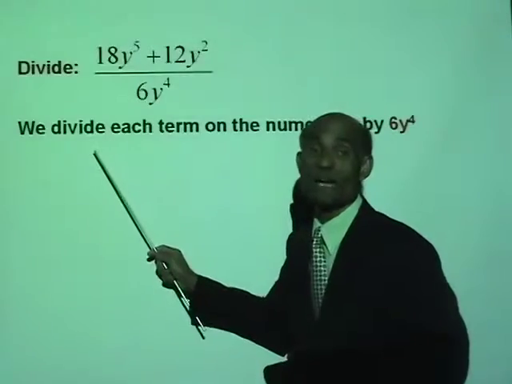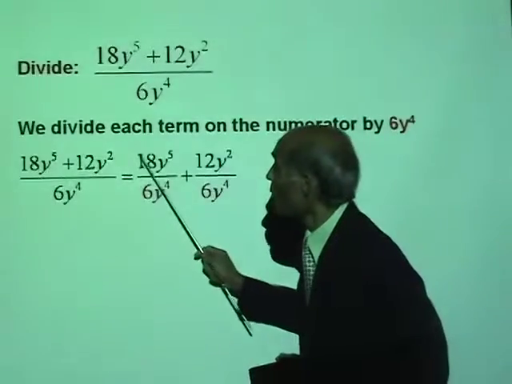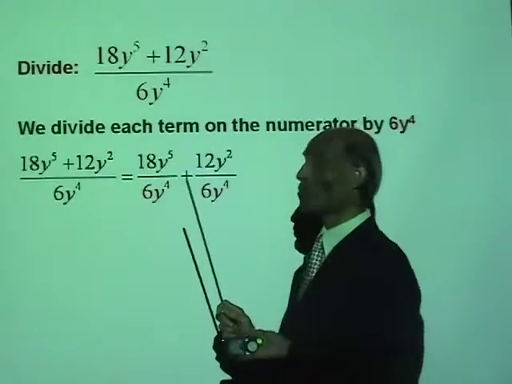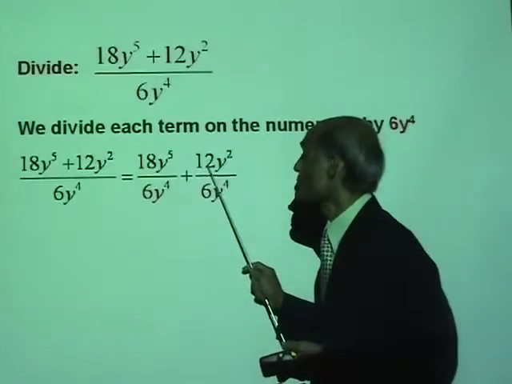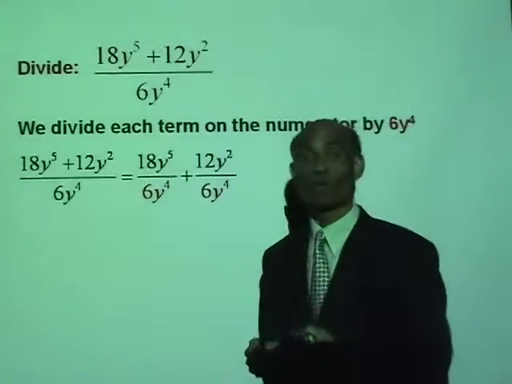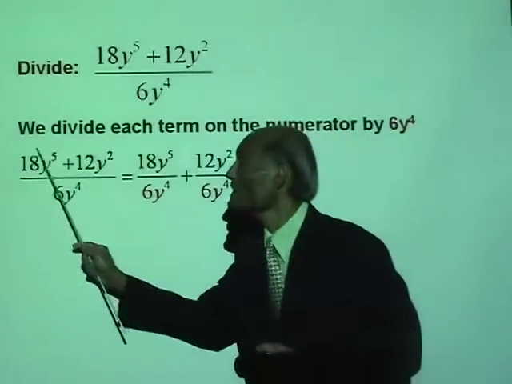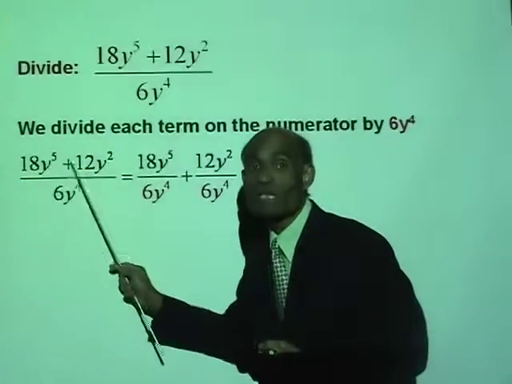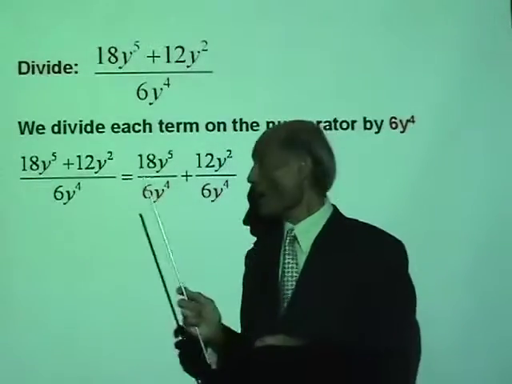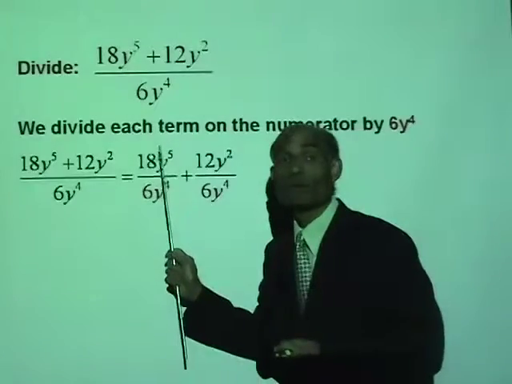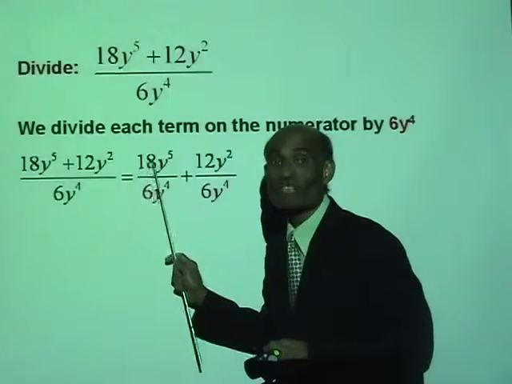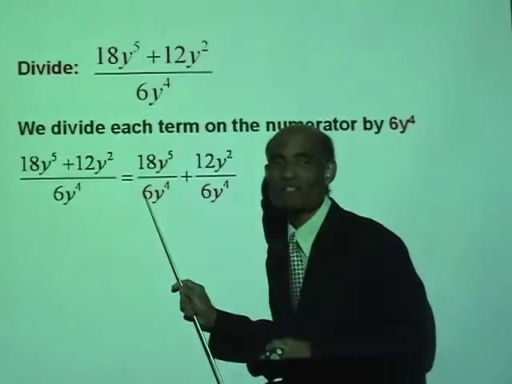Alright? When you do that, you have 18y to the power of 5 divided by 6y to the power of 4 plus 12y squared divided by 6y to the power of 4. We divided each term on the numerator by that denominator. Alright, now watch me how I simplify each term. First you look at the numbers. There is an 18 on the numerator, a 6 on the denominator.